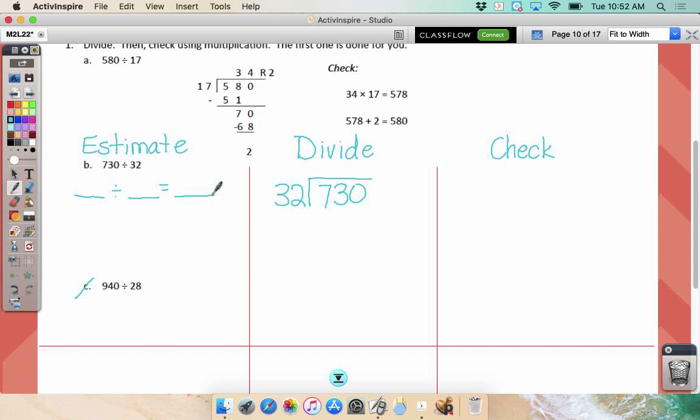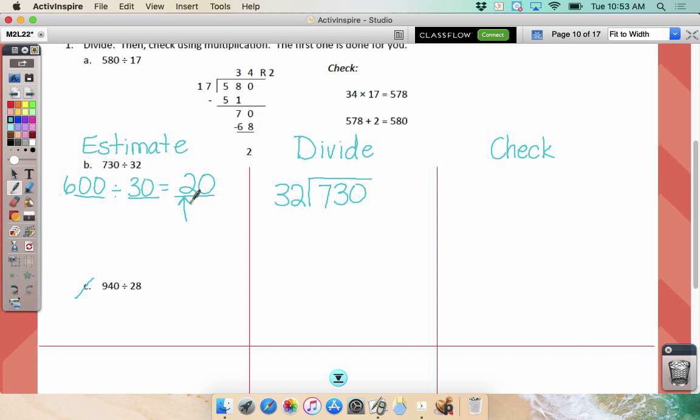Now I'm going to round my divisor to 30. And my choices are round up to 900 or go down to 600. What do you think? 600's closer. Let's try that. So go ahead and write it down. So my answer will be somewhere close to 20. The most important part of this estimate is the 2.